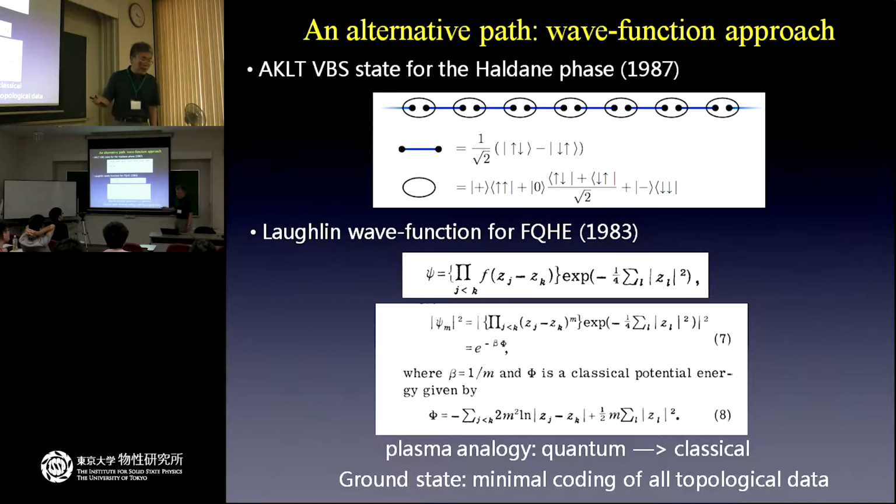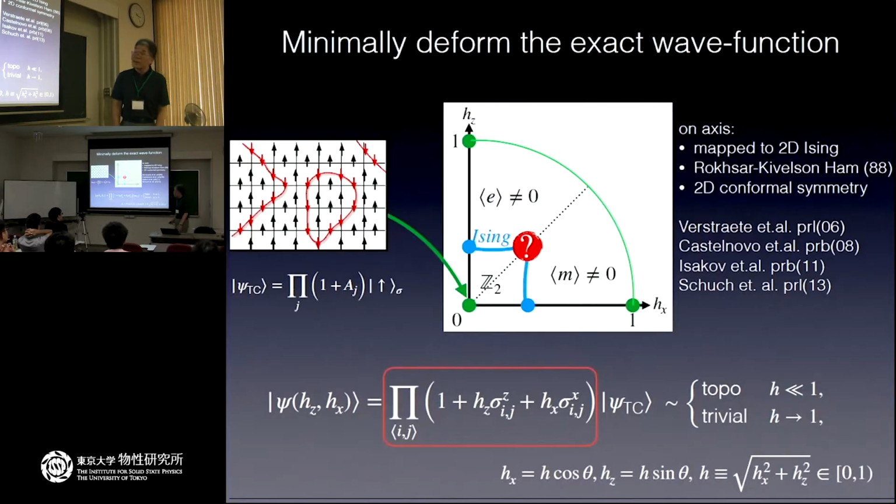And also people believe that the Laughlin wave function, although it's a ground state wave function, minimally encodes all the topological data. So from my point of view, the wave function approach may be more important, in particular to study topological phases.